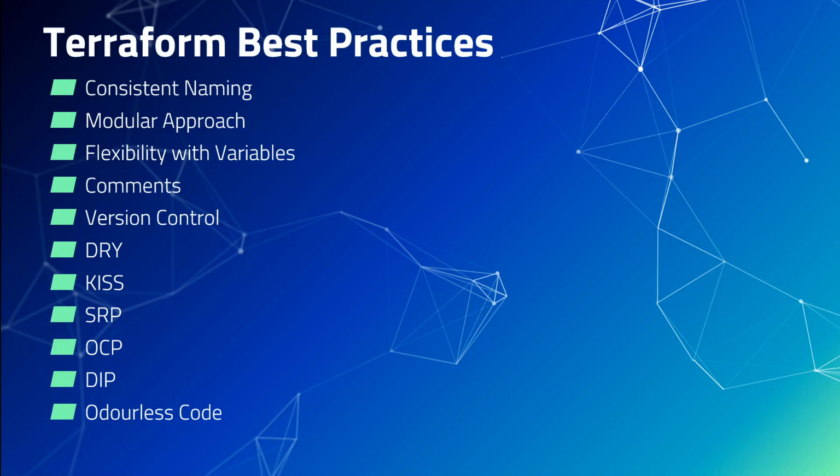Then we have the KISS principle, which stands for keep it simple and stupid. KISS is a principle that states that you should keep your code as simple and easy as possible. In Terraform, you can use a lot of things like variables to make your code flexible, and there are a lot of other constructs too.